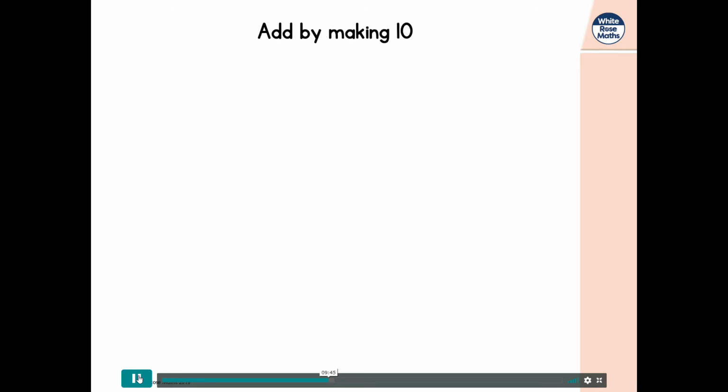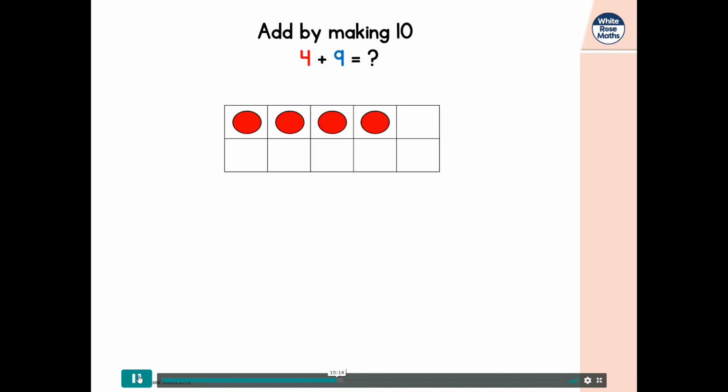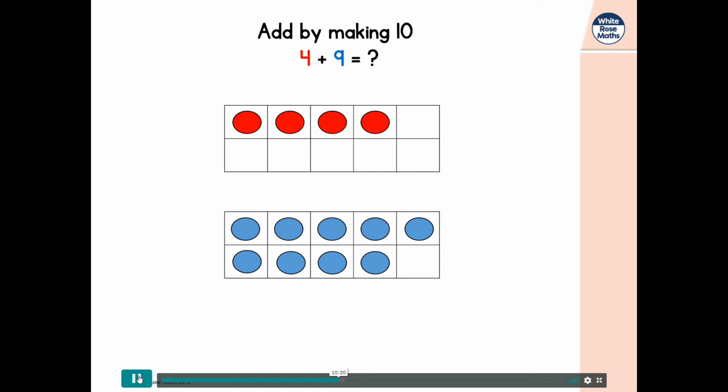All right, let's keep going. We'll try add by making 10 again. And our question this time is 4 plus 9 equals something. But wait a minute, didn't we just do this question? You're right, we did. But I want to show you a different strategy for making 10 with this same question. So we'll begin by building 4 on a 10 frame, 4 red counters. And we'll build 9 below with our blue counters. 4 plus 9 equals something.